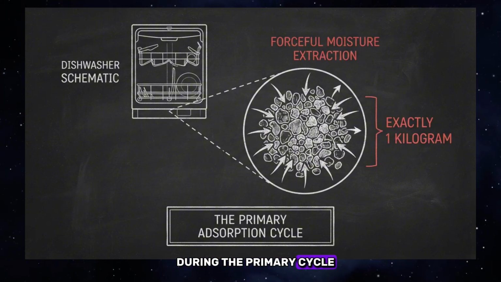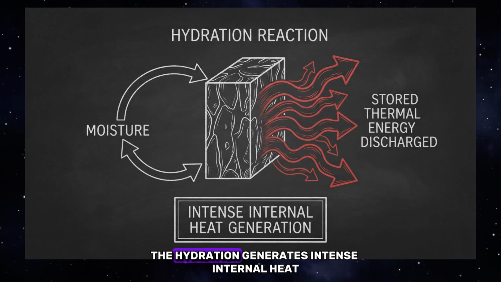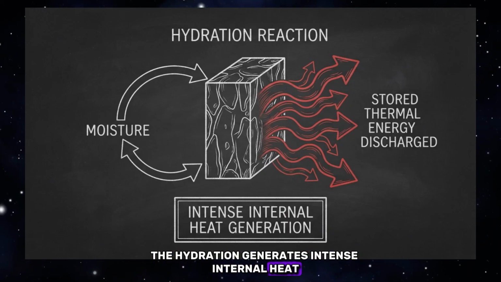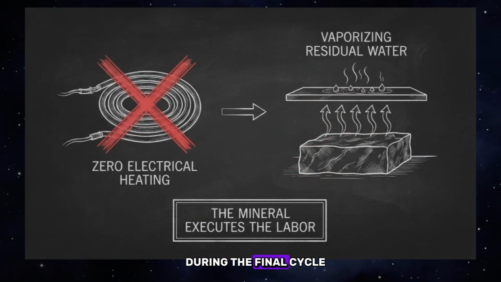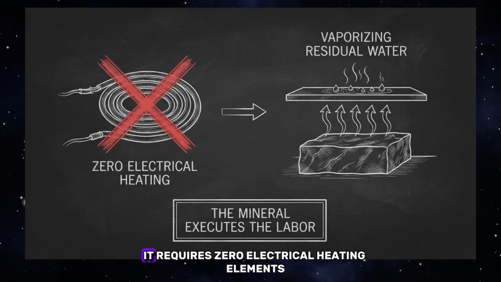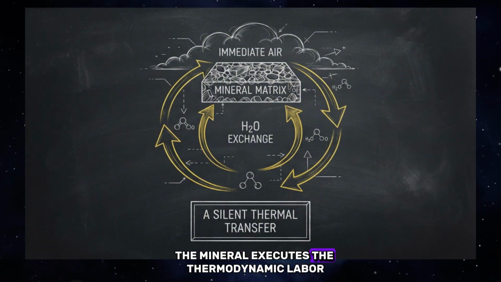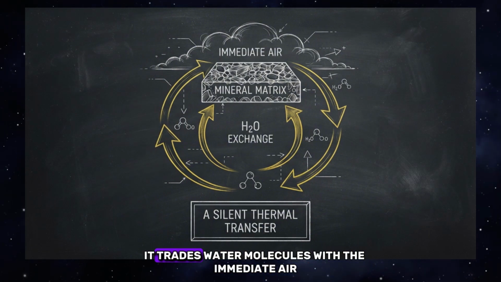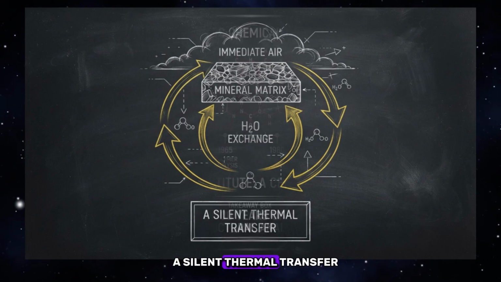During the primary cycle, the matrix forcefully extracts atmospheric moisture. The hydration generates intense internal heat. The system discharges that stored thermal energy during the final cycle. It vaporizes residual water on dishes. It requires 0 electrical heating elements. The mineral executes the thermodynamic labor. It trades water molecules with the immediate air, a silent thermal transfer.